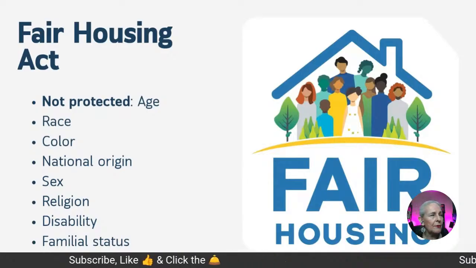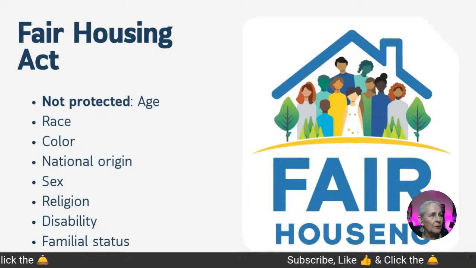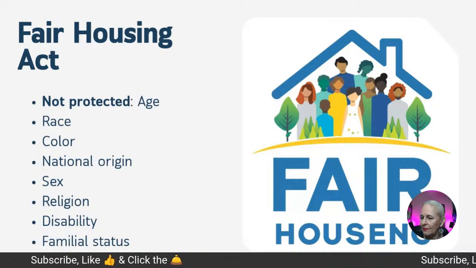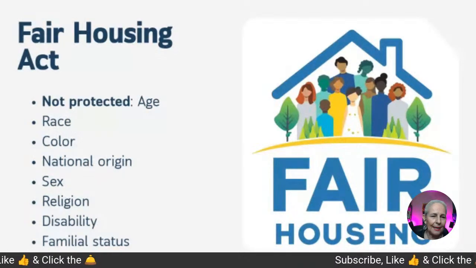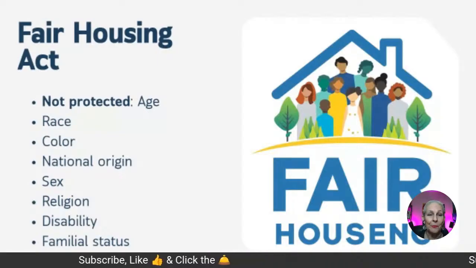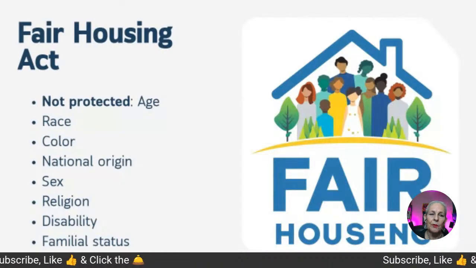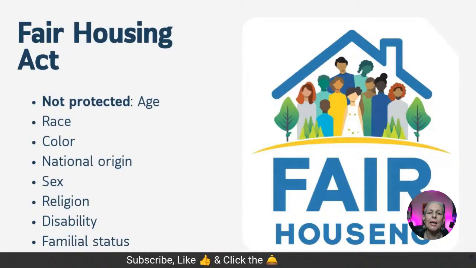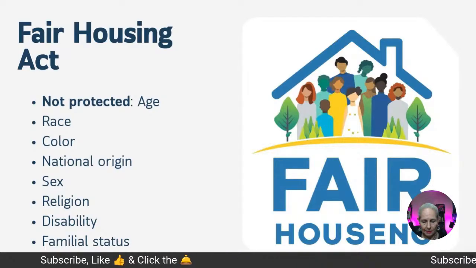There's an acronym, I forget the acronym, something like that. And it actually uses each of the letters. And that's how a lot of students end up remembering. That's how I used to remember it. But the Fair Housing Act protects race, color, national origin, sex, religion, disability, and familial status.